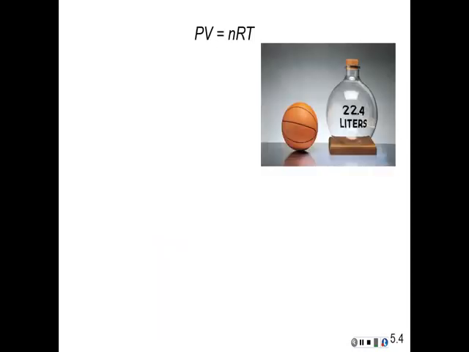All right, so let's take a look at the formula now. PV equals nRT. I'm going to show you how we can derive the value of R. And once I show you that, we're going to use the same value all the time, so you'll never be asked to derive it again. Just want you to watch this.